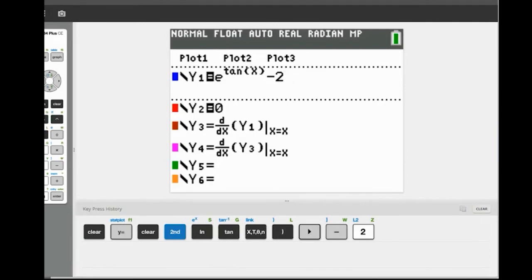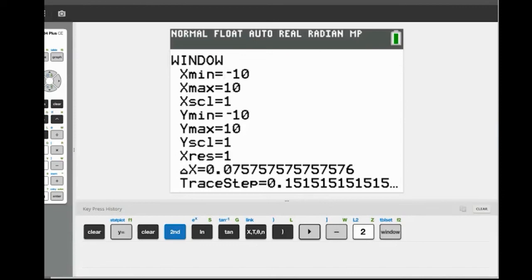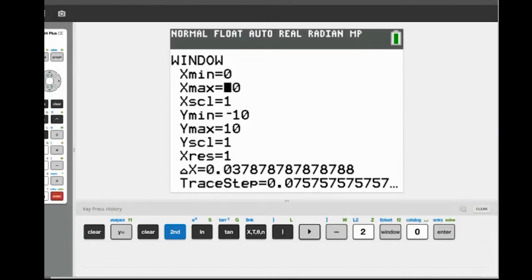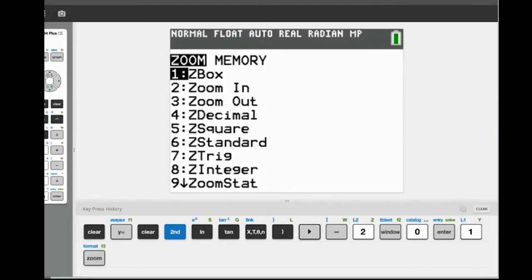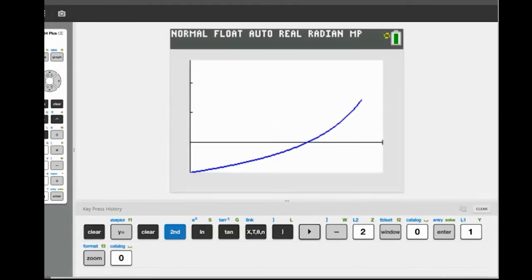Okay, now it does say it is an interval that this is on from 0 to 1. So it is important to change this on your window. Just go to x min is 0, x max is 1, and then just hit zoom 0, and it fits it to the screen nicely. Look at that, that's beautiful.